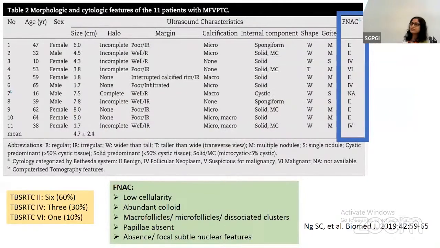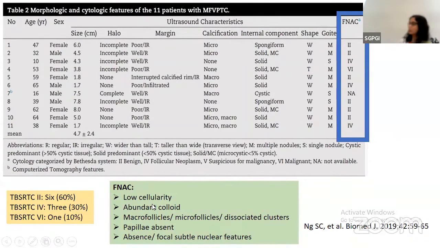This is an original case series of macrofollicular PTCs, and it was seen that as many as 60% of the cases were called Bethesda 2 on cytology, 30% category 4, and only 1 was called category 6. Interestingly, the macrofollicular PTC, even on ultrasound, usually appears low suspicion. Why? Because you have large macrofollicles and abundant colloid, so it gives a spongiform look on ultrasound. That can be a pitfall in itself.